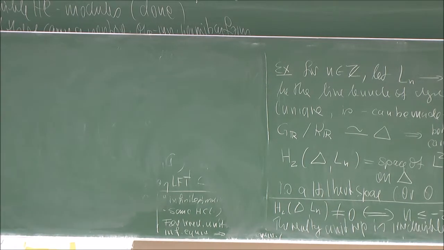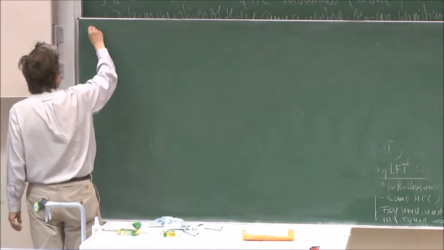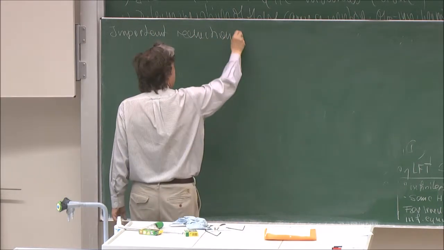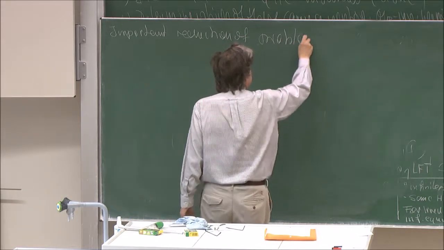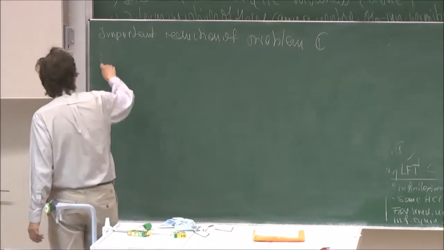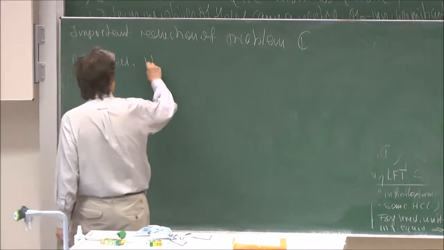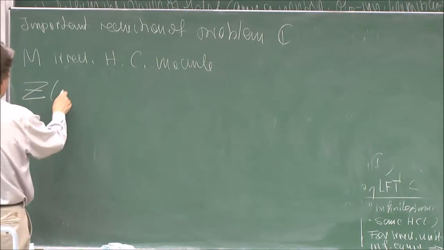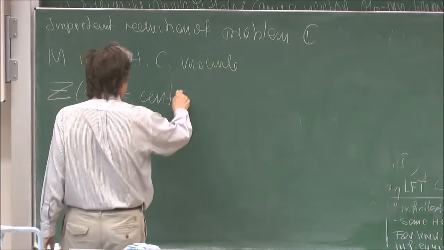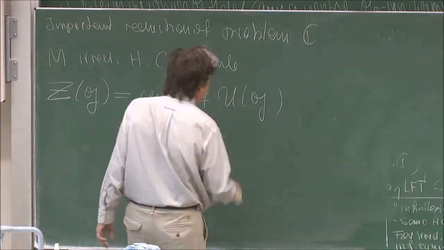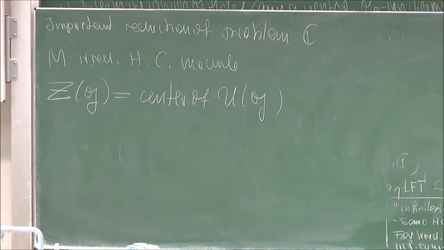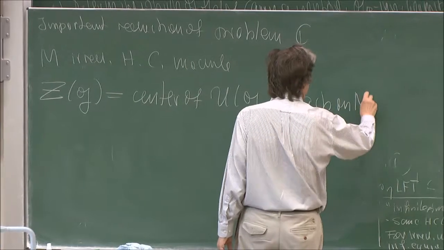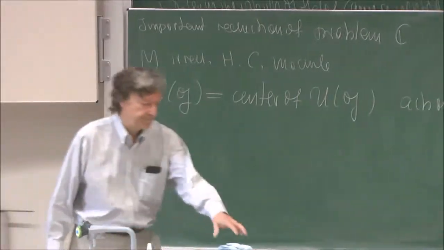Okay, so there is an important reduction of problem C. Suppose M is an irreducible module, and let Z of G be the center of U of G. It turns out that that is a polynomial algebra over C. And so this acts on M, because U of G acts on M.